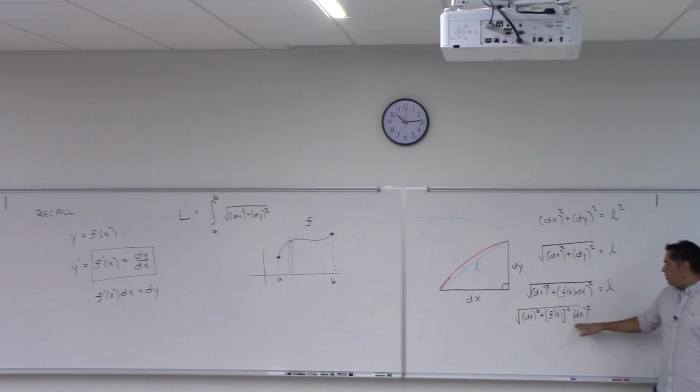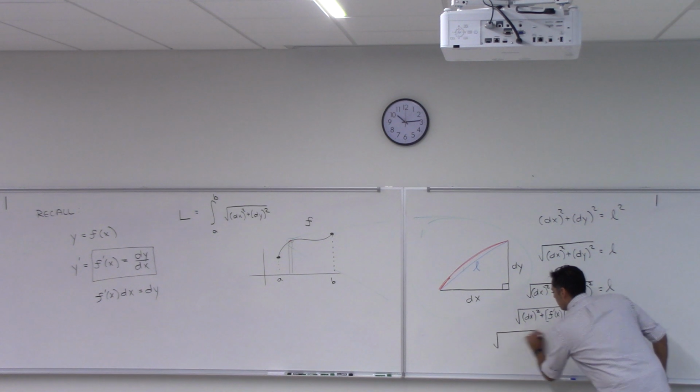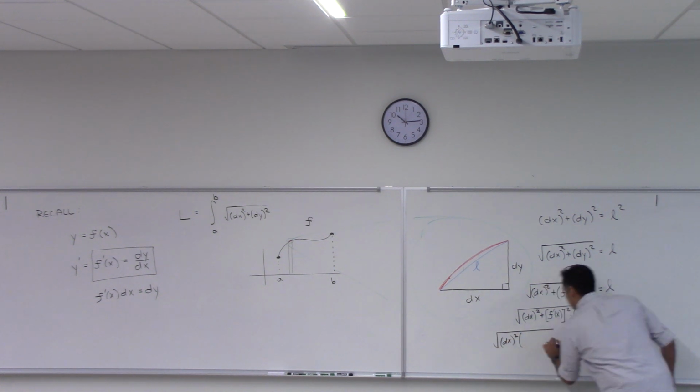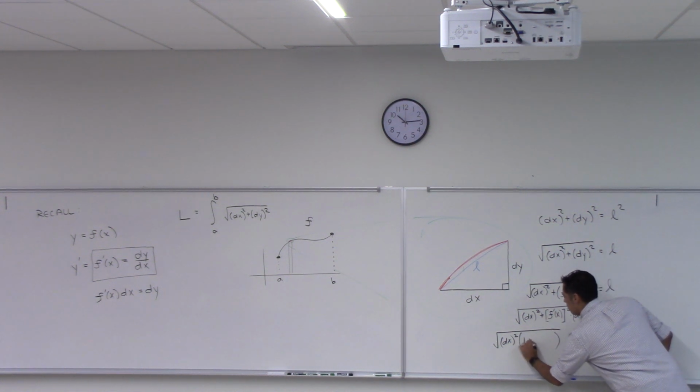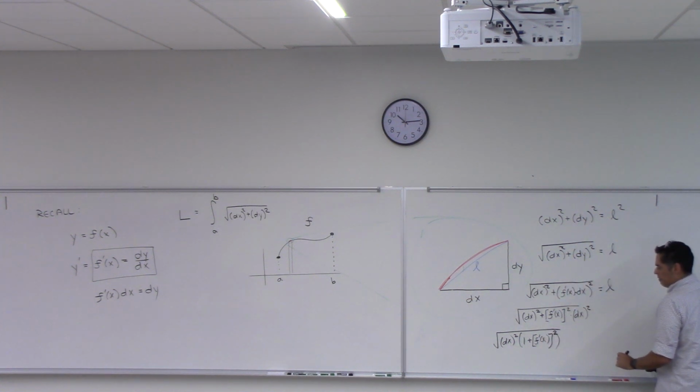And then do you see these both have dx squareds, right? So I can factor dx squared out. So dx squared comes out. What's left when I pull that out of both of those? 1 plus f prime x, that thing squared, right? That's L.